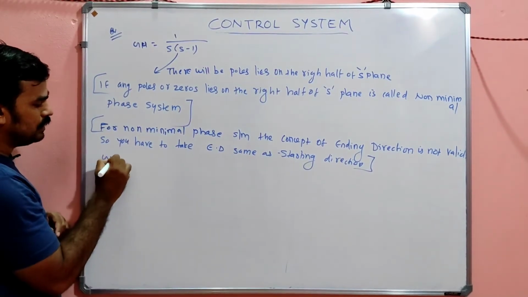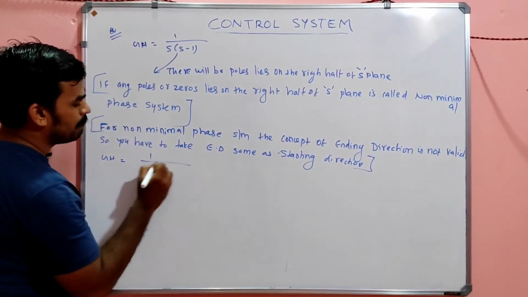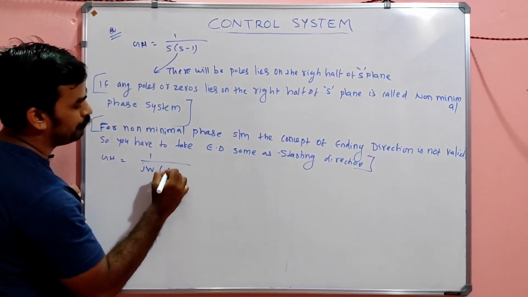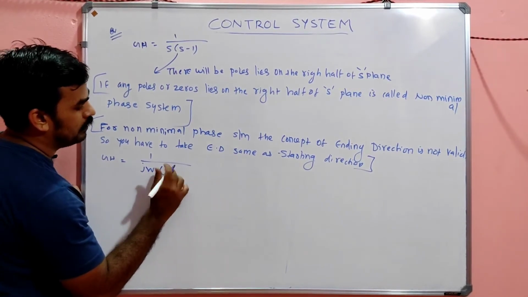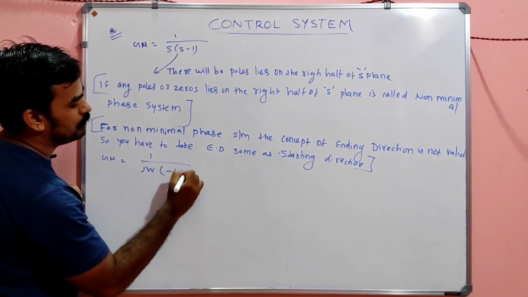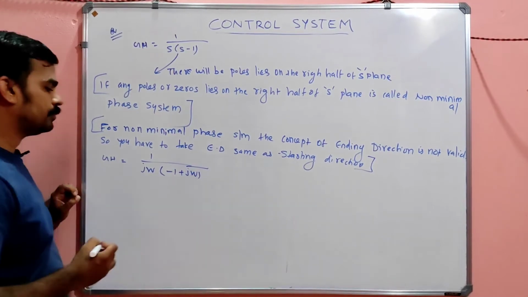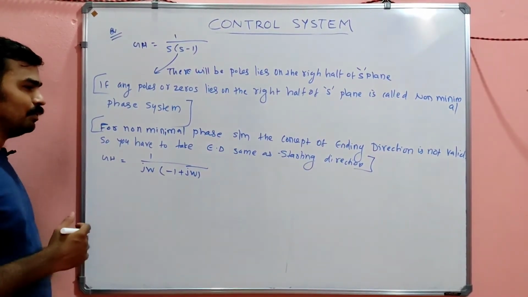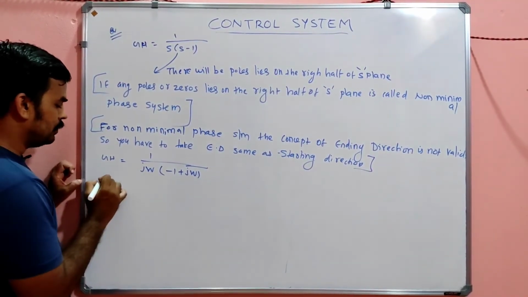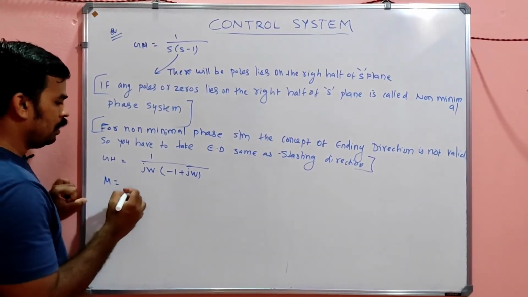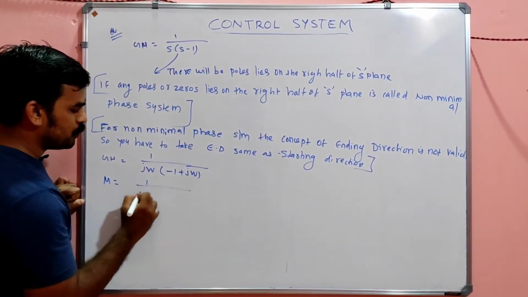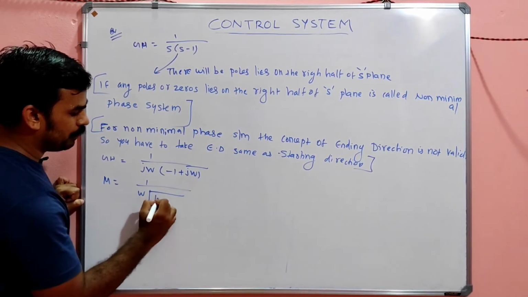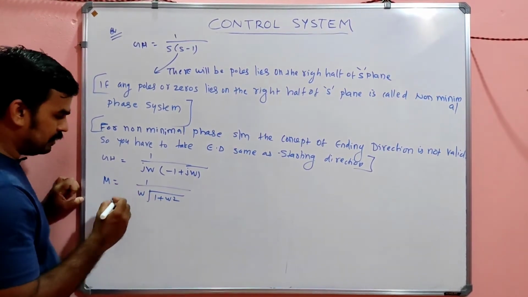Okay. So GH will be equal to 1 divided by j omega into minus 1 plus j omega. Am I right, my dear? Very important thing you have to note here. That will be the magnitude: 1 divided by omega root of 1 plus omega squared. So there is no change in that.